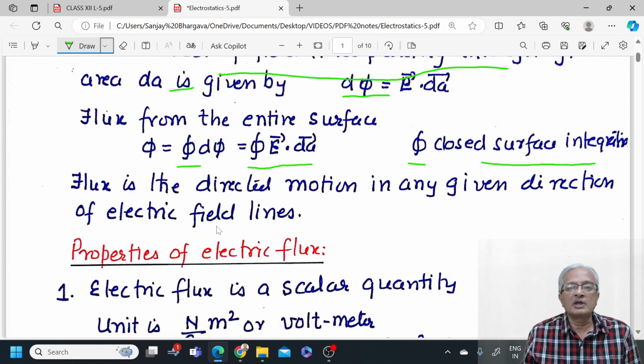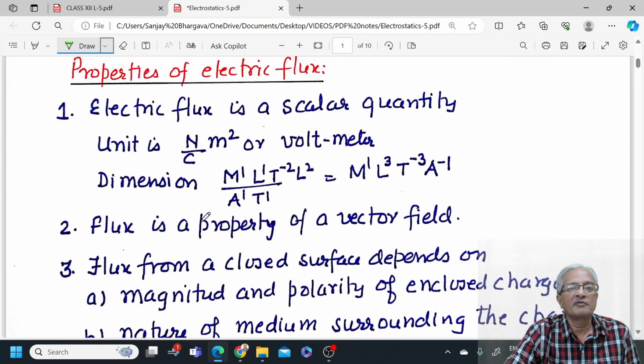Flux is also the directed motion in any given direction of electric field lines. So flux is nothing but the number of field lines that would be passing through a given area held perpendicular to the direction of electric field. Now the question is, what are the different properties of the electric flux?